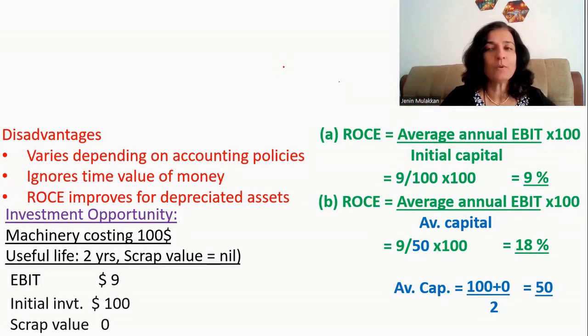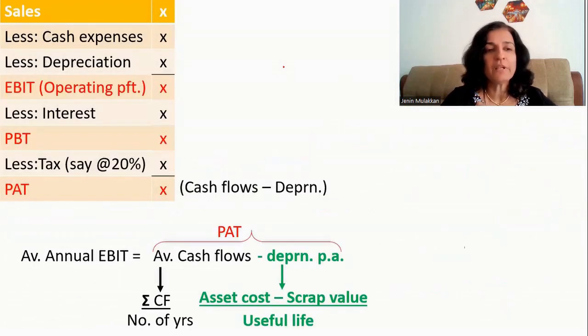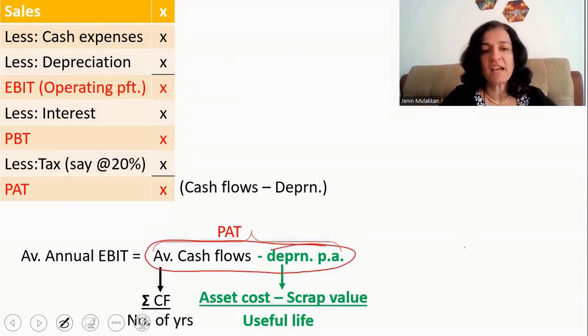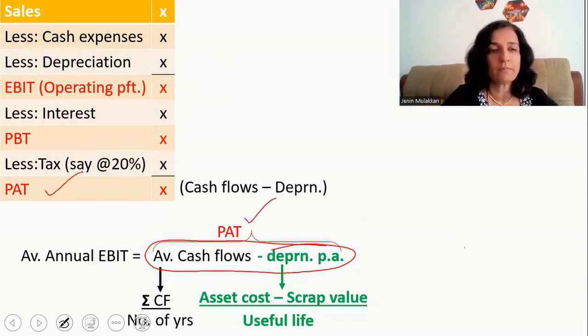Now, before we wind up, I would like to add a fine point. The formula for average annual EBIT is average cash flows minus the depreciation per annum. This formula holds good when there is no interest or tax in the question. Now, suppose in the question the tax and the interest are also given, then how would you arrive at the EBIT? Whenever we reduce the depreciation from the average cash flows, what we get is profit after tax. Profit after tax and the EBIT will remain the same only when interest and tax are absent.